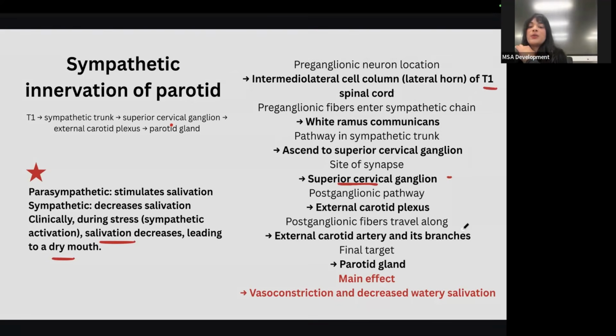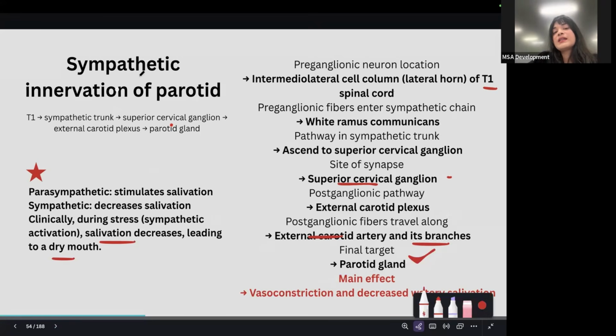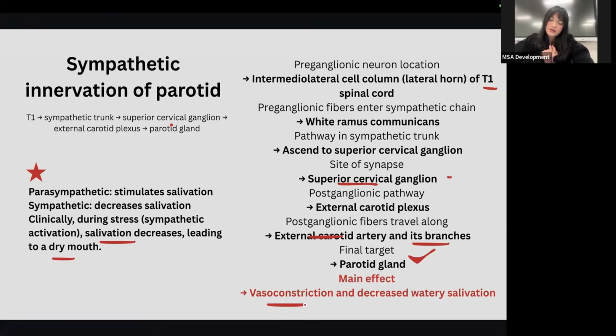So postganglionic pathway is toward the external carotid plexus. So the postganglionic fibers are going to travel along the external carotid artery and its branches. And finally, they reach the parotid gland. So the main effect when sympathetic is activated is that you have vasoconstriction and decreased watery salivation. Okay, so you have a dry mouth and vasoconstriction. I hope that's very clear as well.